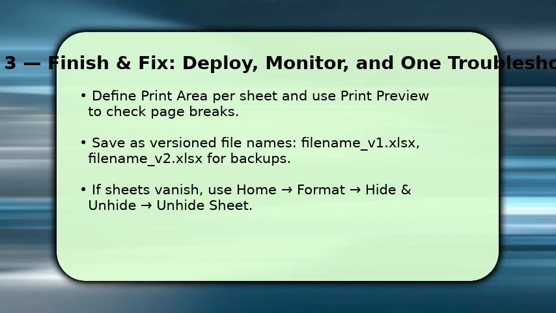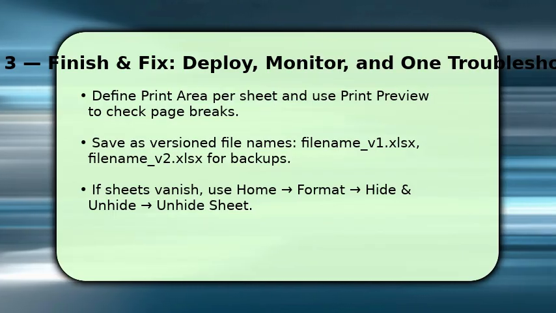Set the print area and check Print Preview to fix page breaks, then export or print the selected sheets. Save incremental file names so you can revert if needed. If something goes wrong, first check visibility and protection.